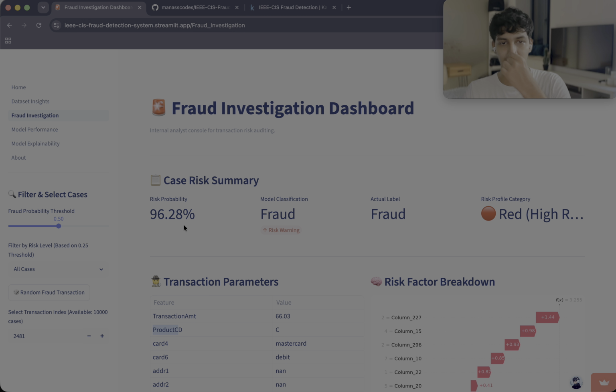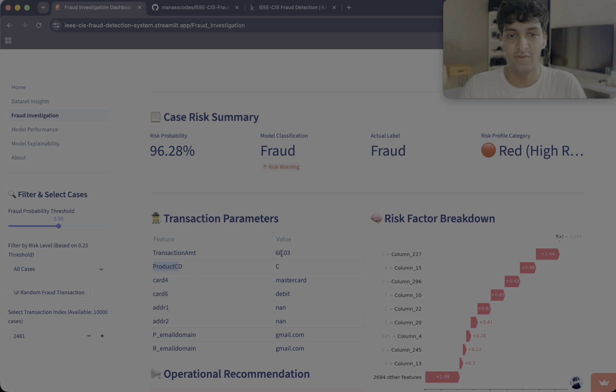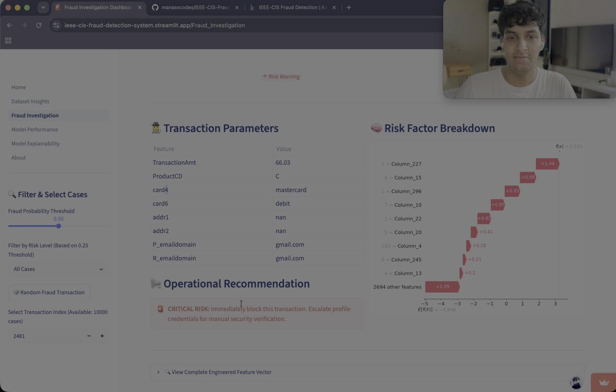You can see this is a high risk transaction with the ID 2481. It has given 96% fraud probability, and it is actually fraud also. The profile is red. This will warn the internal analyst or user to check before allowing further transactions for this particular ID. The value is 66.3, the category is C, and the card used is a MasterCard debit card. Critical risk: immediately block this transaction.